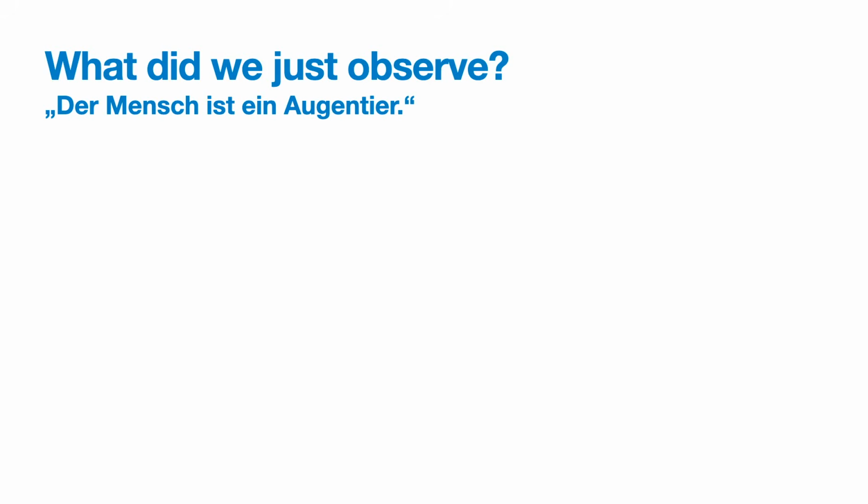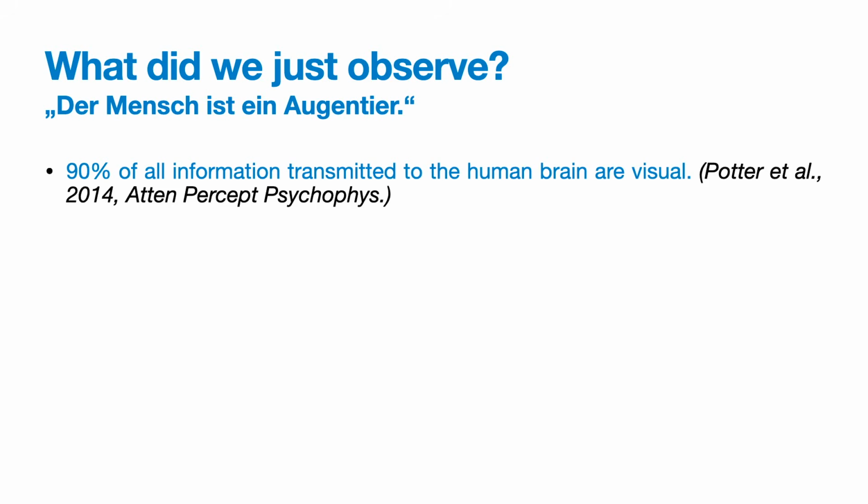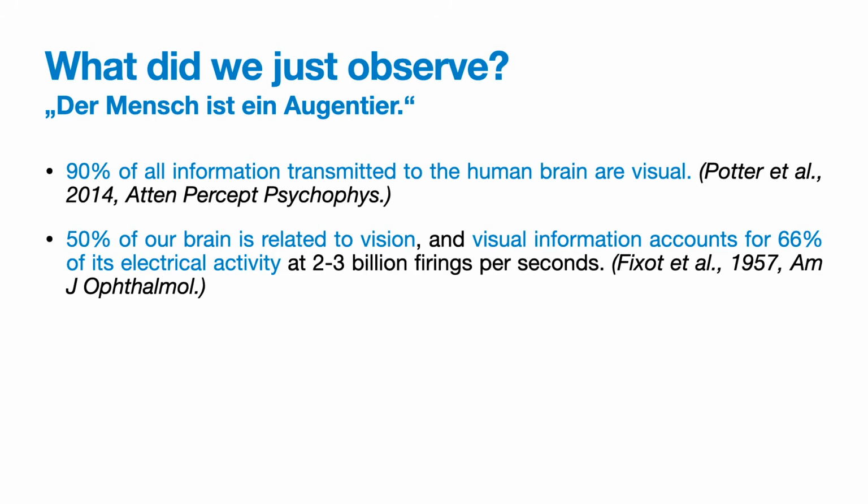But modern research from neurobiology and psychology actually very much confirms that der Mensch ist ein Augentier, because 90% of all information that ends up in our brain is visual in nature. So everything else, all of your other senses combined, only contributes 10% of the information that ends up in your brain. And 50% of everything in our brain, especially on the surface, on the cortex, is directly or indirectly related to processing visual information. And as long as we have our eyes open, 2/3 of all the electrical activity that is happening, 2 to 3 billion firings per second, is used for computing stuff based on visual input.